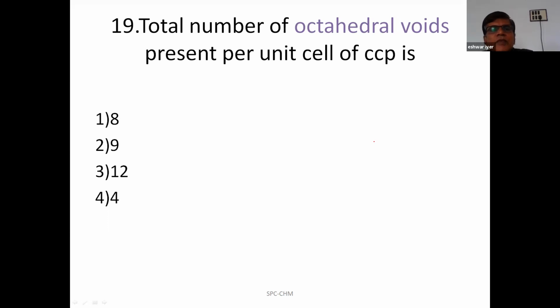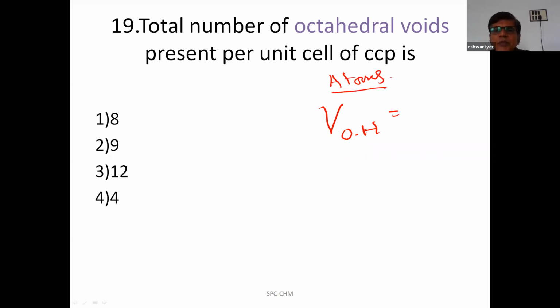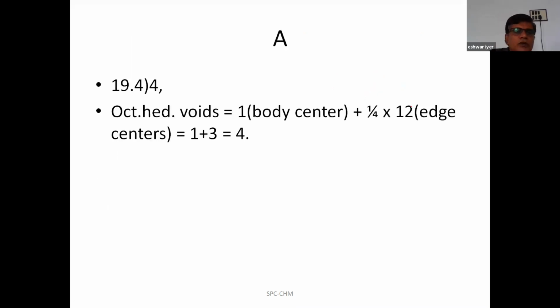Next question. The number of octahedral voids present per unit cell of CCP. How do you calculate this? Octahedral voids depend upon the number of atoms that make up that crystal. So in CCP, per CCP or FCC unit cell, how many atoms count for one unit cell? It is 4. So the number of octahedral voids will be equal to this. Let us see. So it is 4.